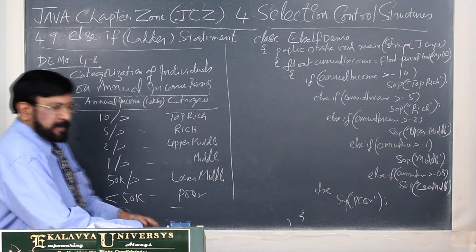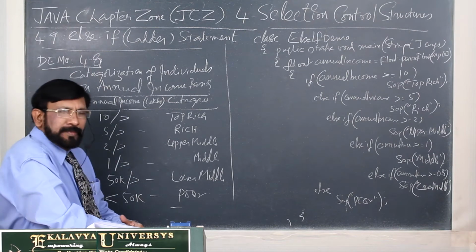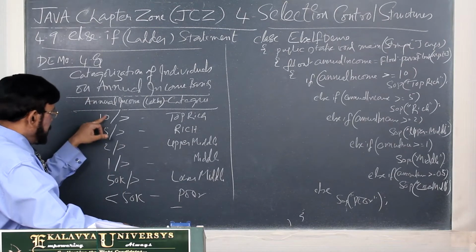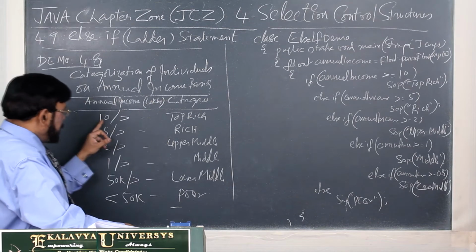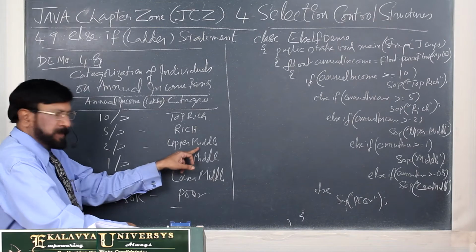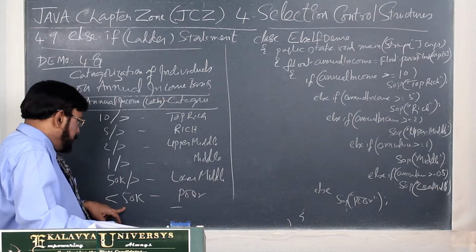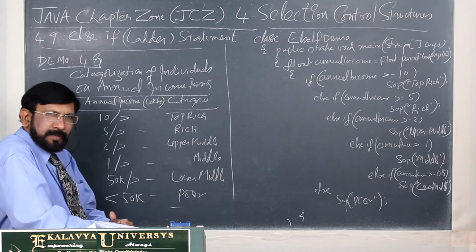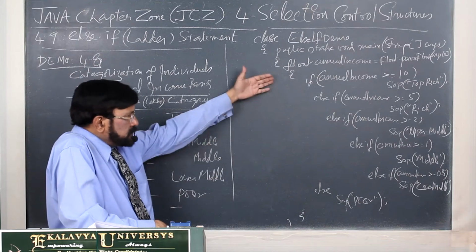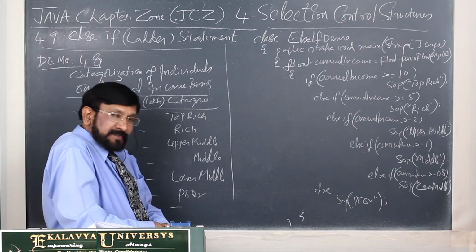Now let us consider one demo, demo number 4.8, and here categorization of individuals based on annual income. So this is the problem. Actually these figures are in lakhs. Annual income is 10 lakhs or more, top rich; 5 lakhs or more, rich; 2 lakhs or more, upper middle; 1 lakh or more, middle; 50,000 or more, lower middle; below 50,000, poor. This is the categorization, and we enter the annual income of the individual, and this program evaluates which category it belongs to. Then we have chosen this else if ladder for this purpose.